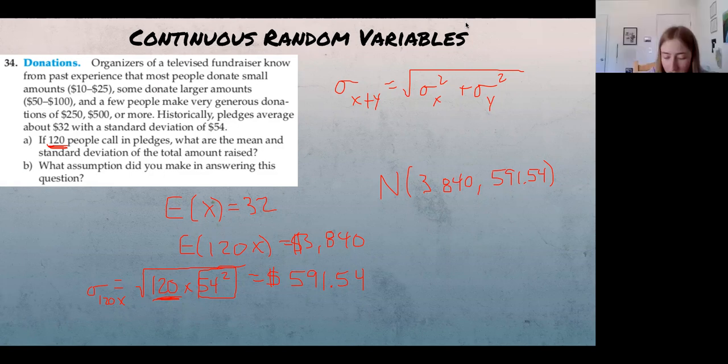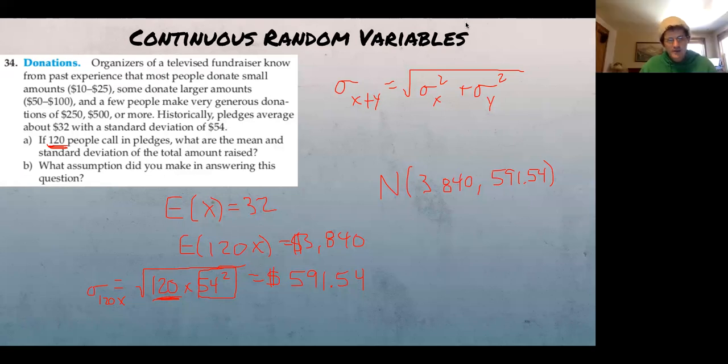The people who give money are all independent. We have to assume that these were not just a bunch of rich people who got together and 120 really rich, wealthy donors called, or 120 people who only donate like $1 or $2. So we're just going to assume it scatters and it's a representative sample. So there you go. It's independent.